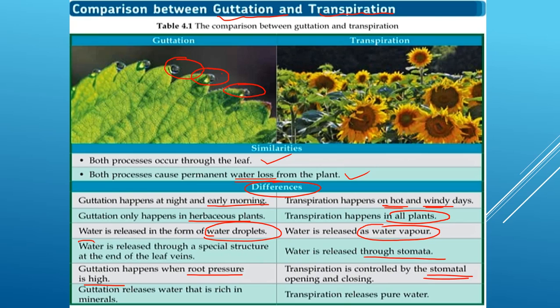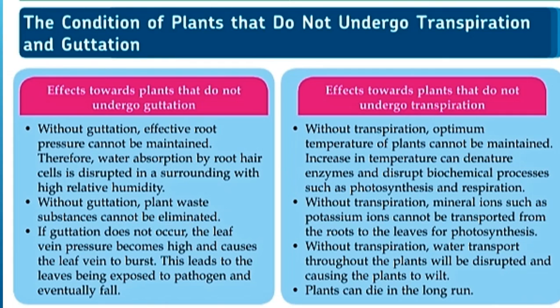Guttation will release water that is rich in minerals. Transpiration will release pure water as water vapor. So the conditions of plants that do not undergo transpiration and guttation. What happened to the plants that cannot undergo transpiration and guttation? So this is for guttation, this is for transpiration.